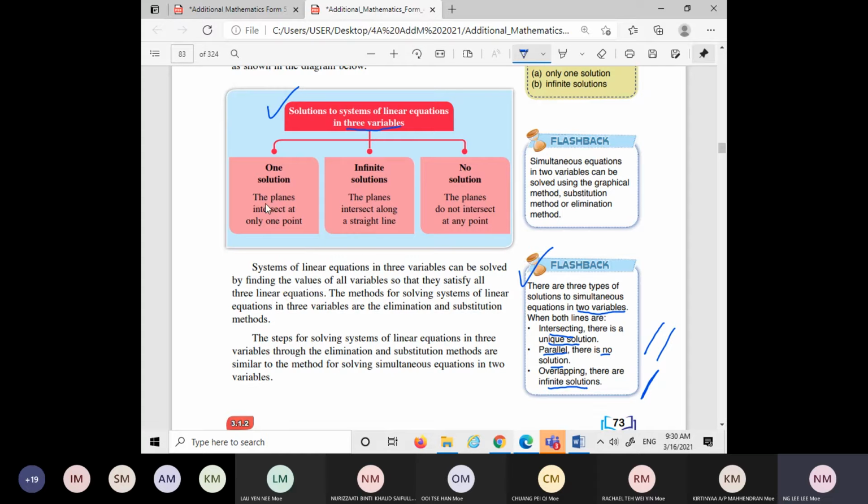When one solution, the planes intersect at only one point. For infinite solutions, the planes intersect along a straight line. This is intersecting at one point. No solution, the planes do not intersect at any point. So we will see into it one by one. We look at the first one.